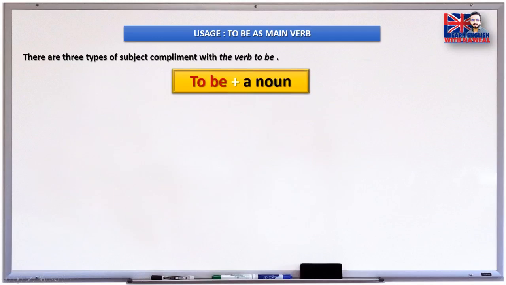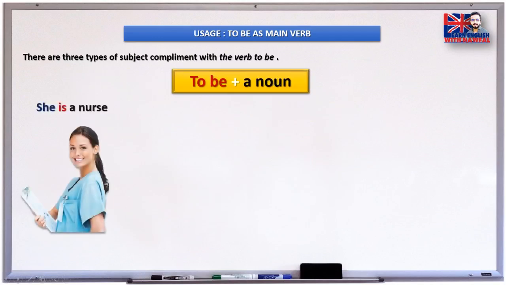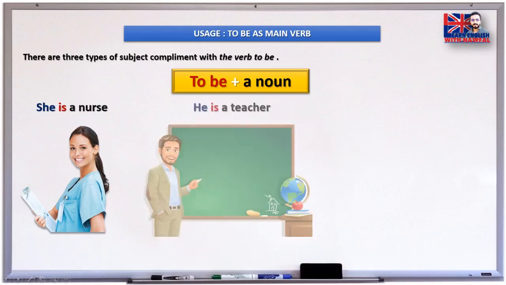The verb to be plus a noun. Let's see some examples. First example, she is a nurse. So she is the subject of this sentence, is the linking verb, and nurse is the subject complement, and it is a noun. He is a teacher. He is the subject of this sentence, is the linking verb to be, and a teacher is the subject complement of this sentence, and it is a noun.